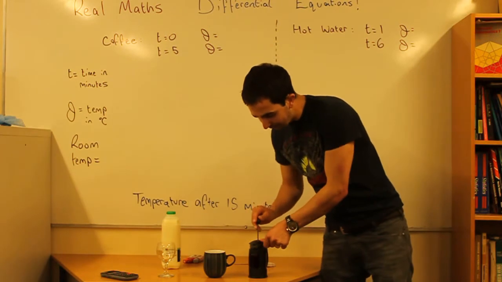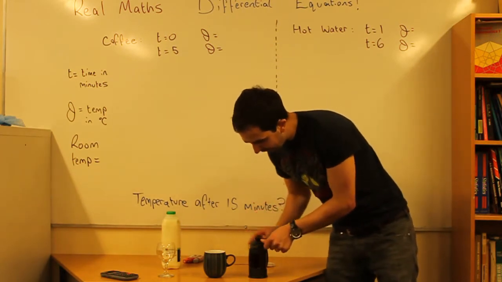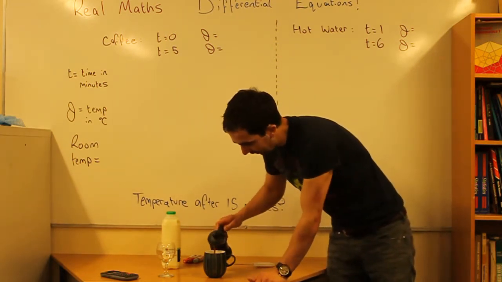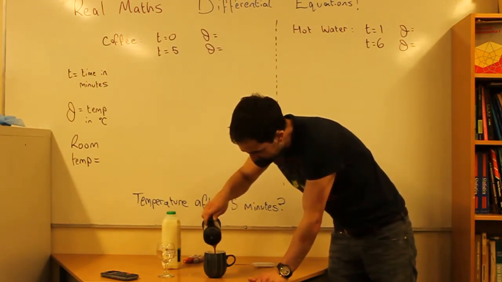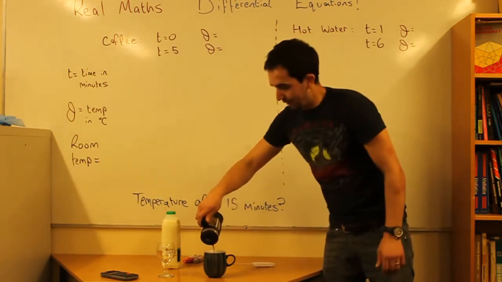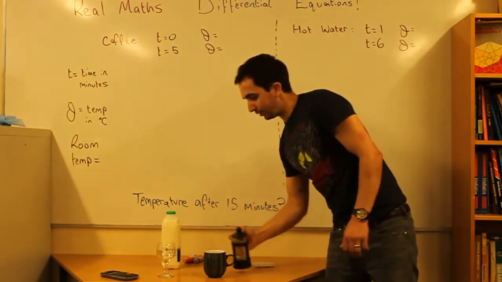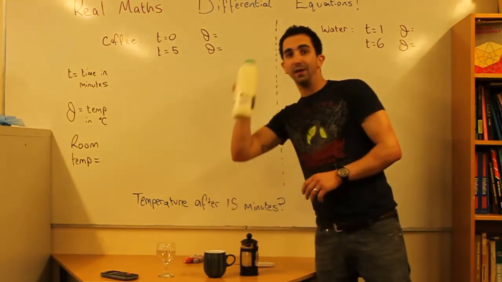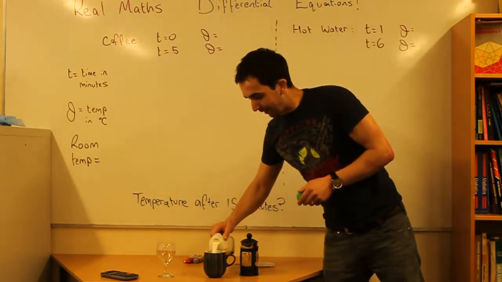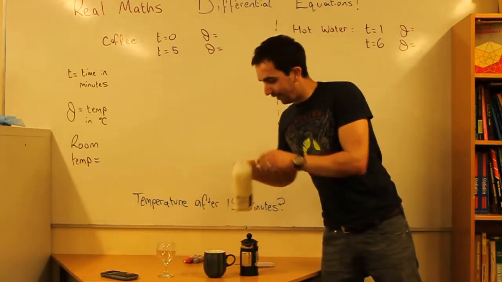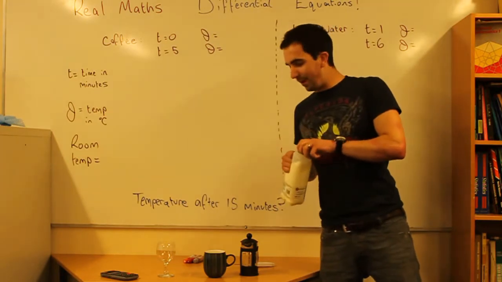So let's start off making a cup of coffee. So we're going to pour it in here. There it is. Water has already been boiled for that. Cold milk, so this is going to make the temperature a little bit colder. There it is. Perfect coffee made.